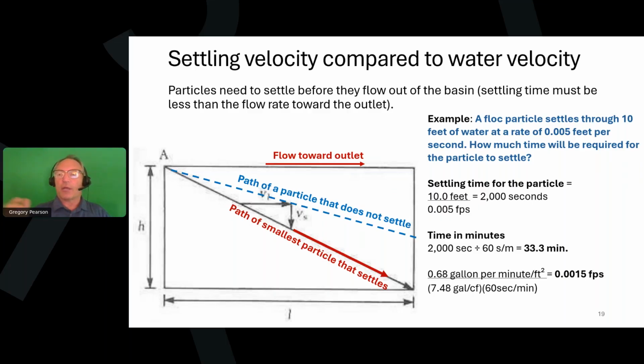Now, I want to do something here. I'm going to go back to that 0.68 gallons per minute per square foot and divide it by 7.48 to convert it to cubic feet per minute per square foot. And we end up with a speed of 0.0015 feet per second. So that would be the slowest particle that can settle. And this particle here is actually going 0.005 feet per second. It's actually traveling faster than the slowest particle that could settle in that previous example. So this particle would be able to settle because it's faster than the overflow rate. That's kind of the concept.